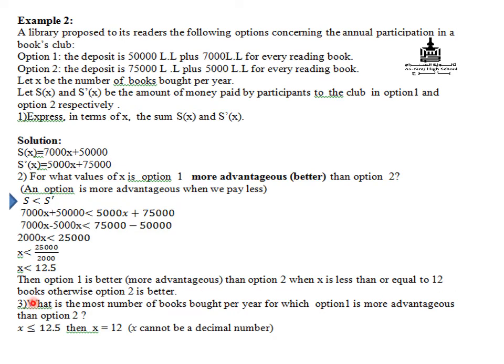For the third question, what is the most number of books, which means what is the greatest number of books bought per year, for which option 1 is better than option 2? The first number less than 12.5, which is not decimal, is 12. So this is the most number of books for which option 1 is better than option 2.